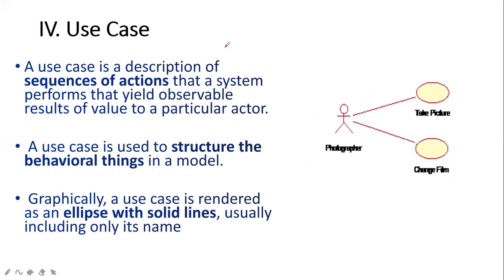Next one, we have the use case. Now what is this use case? A use case is a sequence of actions. We define all the sequence of actions which are taken by the actor, providing a particular result for the actor. The example I'm taking here: let's say this is the symbol of an actor, and the actor is a photographer.